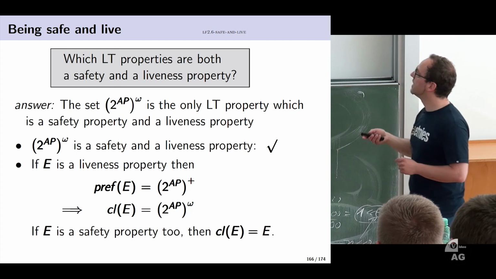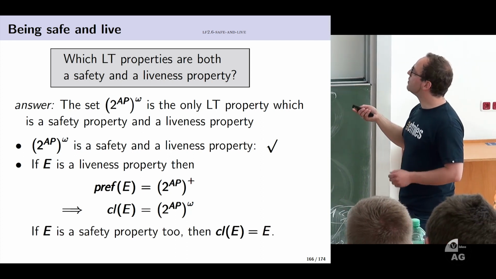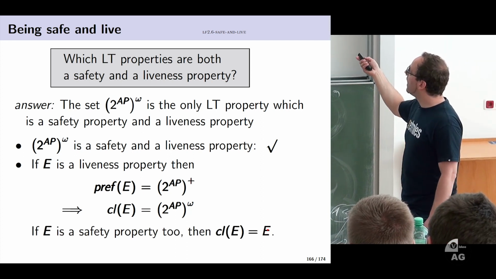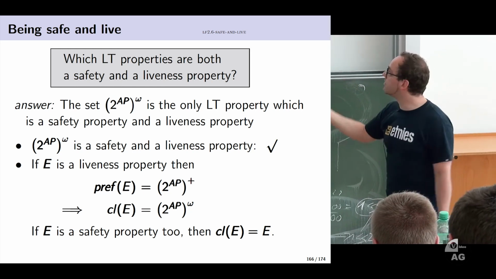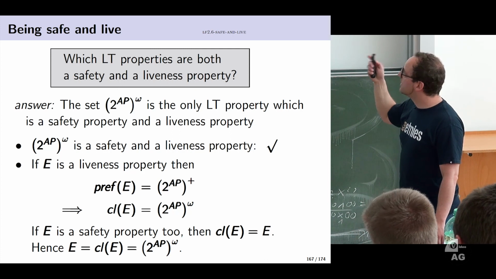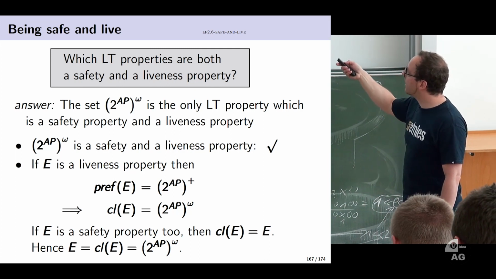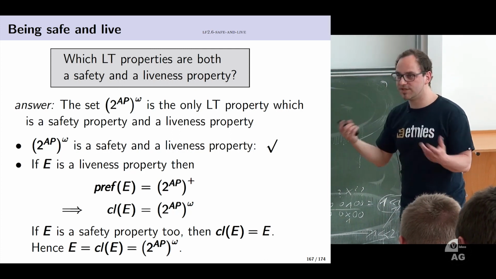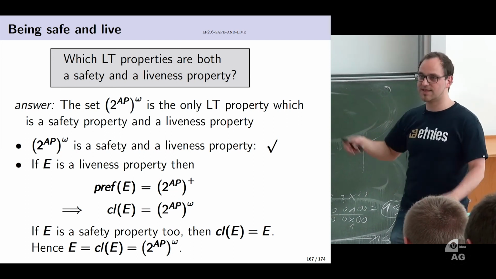So the closure of E will be all infinite words. And since for a safety property we have that the closure and the property E must be the very same thing, it directly follows that the only linear time property that can satisfy both the definition of a liveness property and a safety property is in fact the set of all words.